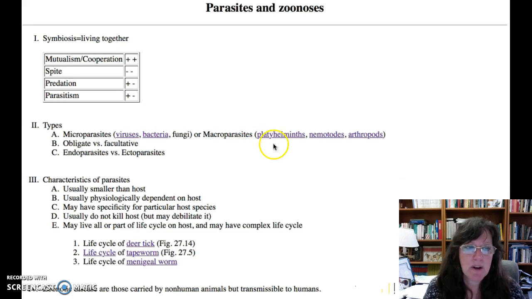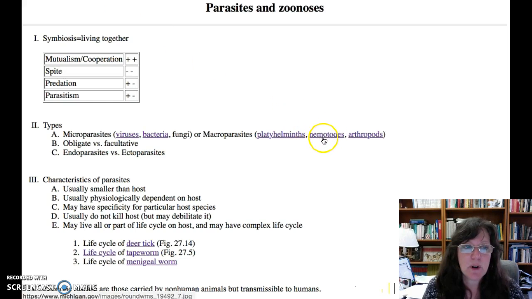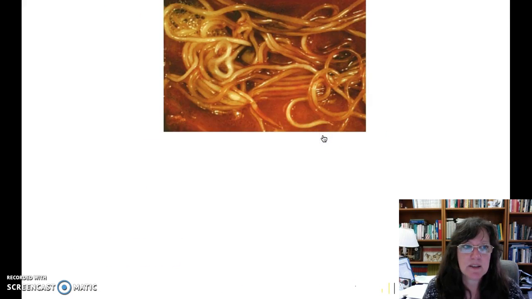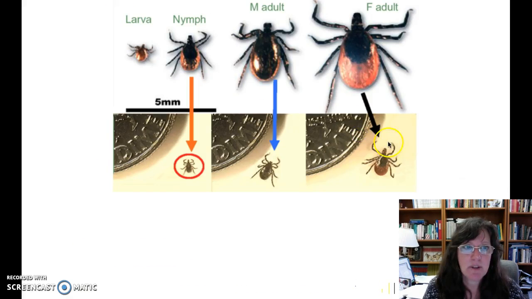Under macroparasites, there are a number of different kinds of things, invertebrates in this case. So this is something called a tapeworm. We'll take a look at its life cycle in just a minute. Other kinds of worms like nematode worms. These are roundworms that are typically found associated with the internal organs of the body. Then we also have arthropods. This is the deer tick that is a carrier of Lyme disease.